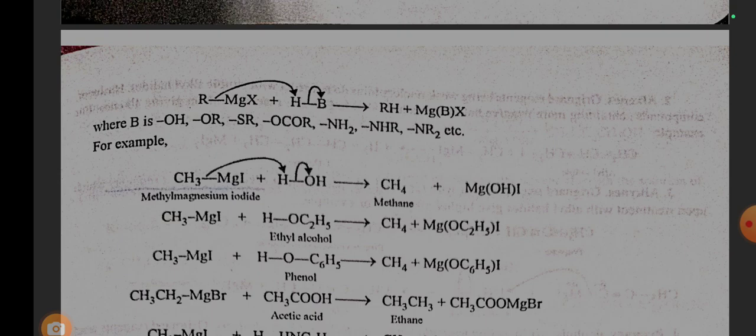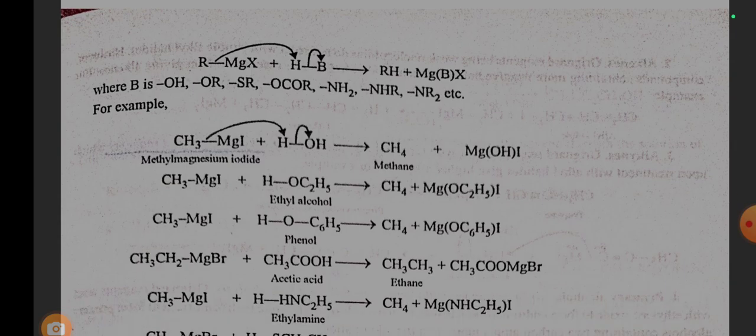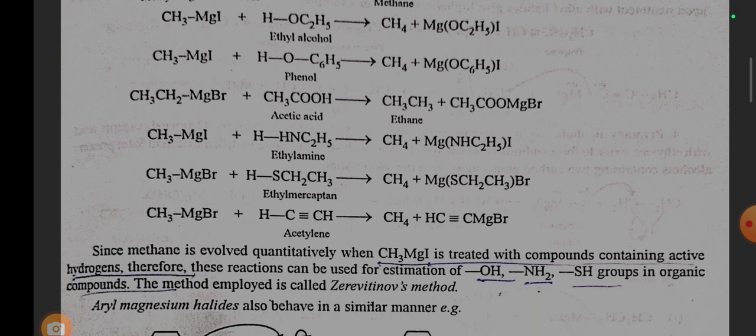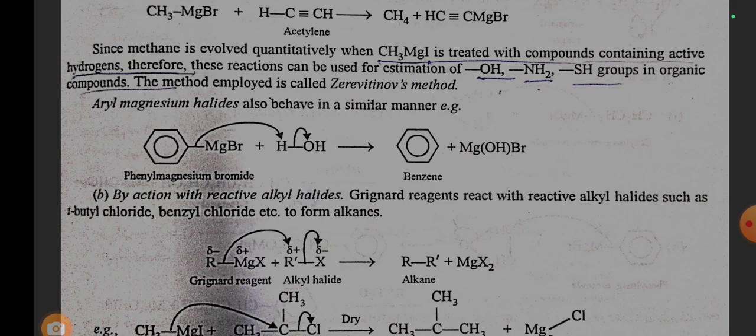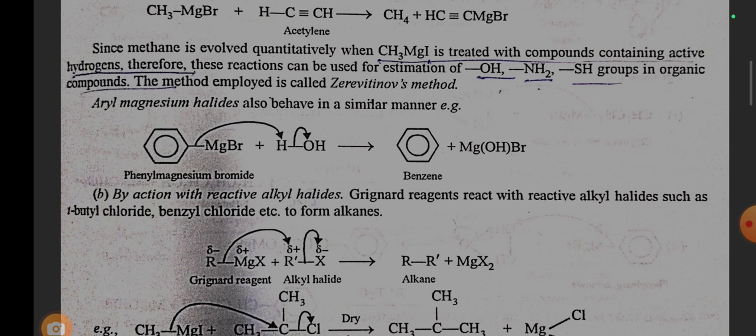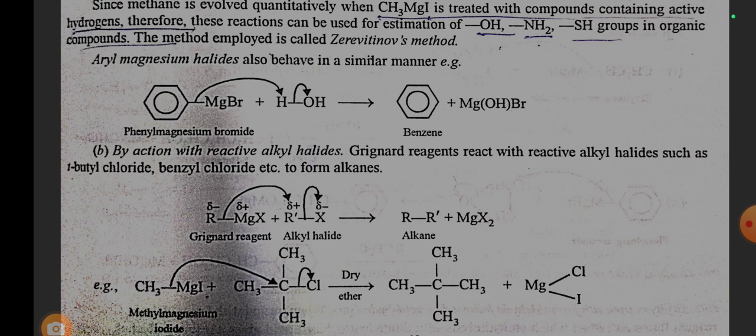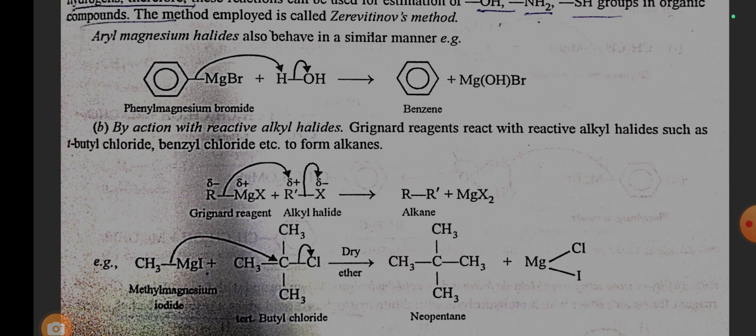RMgX + HB gives RH + MgBX, where B is OH, OR, SR, OCOR, NH2, NHR, NR2, etc. Since methane is evolved quantitatively when CH3MgI is treated with compounds containing active hydrogens, these reactions can be used for estimation of OH, NH2, SH groups in organic compounds. The method employed is called Zerewitinoff's method. Aryl magnesium halides also behave in a similar manner. Example, phenyl magnesium bromide + H2O gives benzene + Mg(OH)Br.